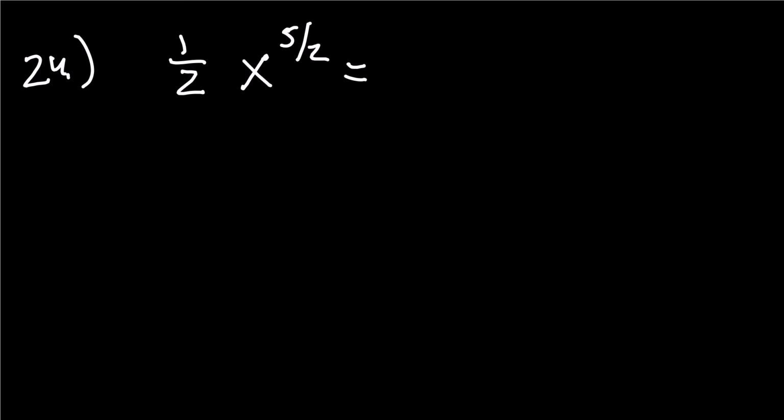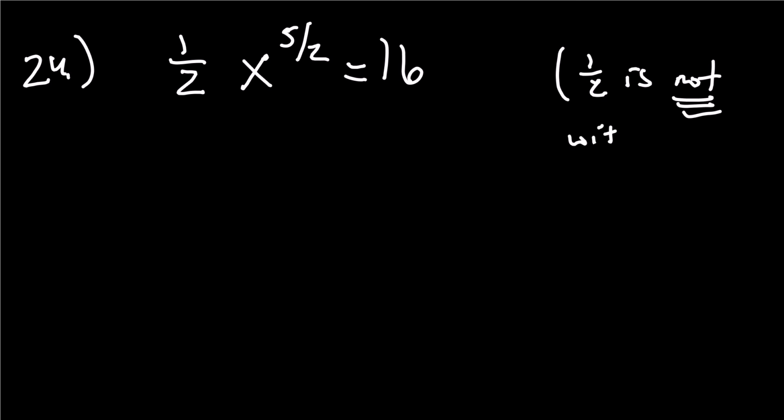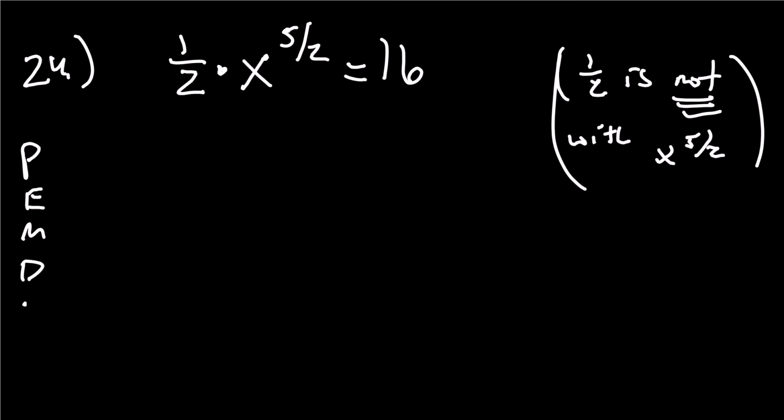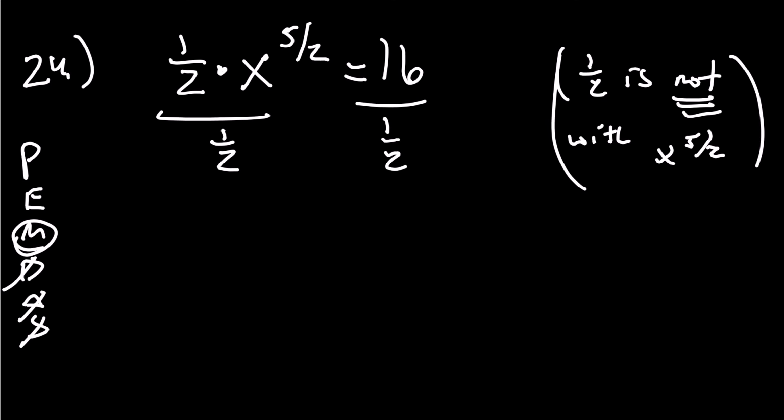All right, so number 24, we have 1/2 x to the 5/2 equals 16. First thing you need to point out is 1/2 is not in the exponent with the x to the 5/2. It's 1/2 times x to the 5/2. All right, that's going to be important in a little bit. So I do my PEMDAS backwards. There is no subtraction, there's no addition, there's no division, just multiplication. That's why I divide by 1/2 first. If you don't want to divide by 1/2, you can multiply by 2 because you're multiplying by the reciprocal. I get x to the 5/2 equals 32.